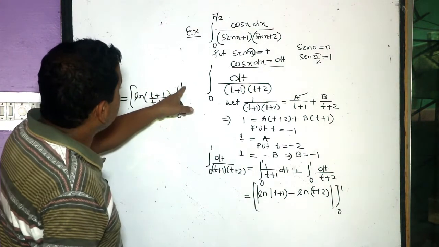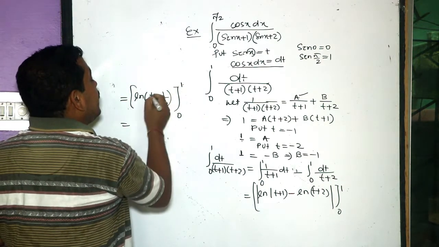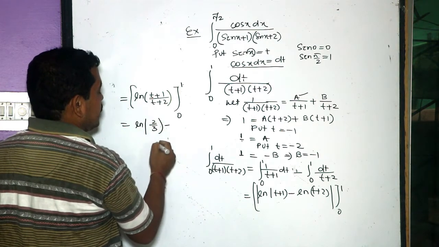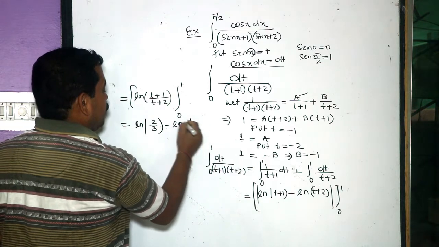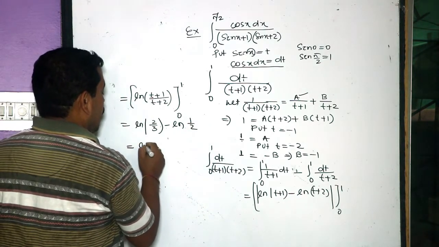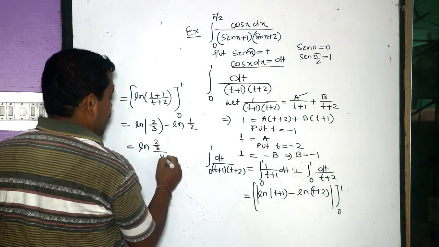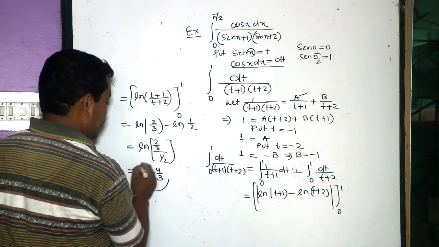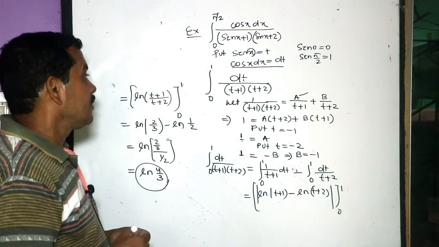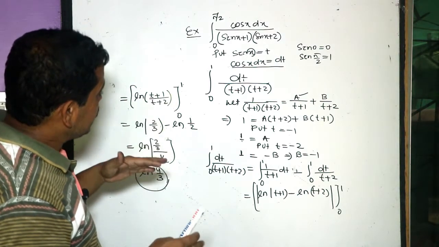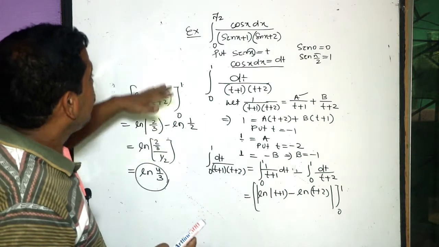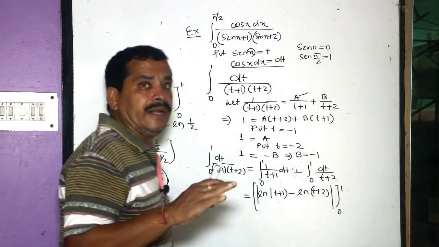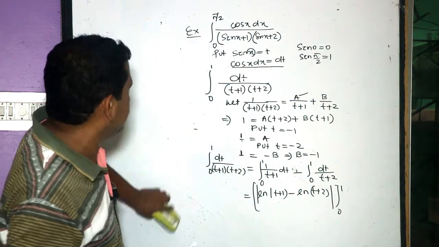Now put 1 in place of t: log 2 by 3 minus log 1 by 2, that is equal to log of (2 by 3) divided by (1 by 2), which equals log 4 by 3. That is the answer of this definite integration. So in this manner the integration process is the same, but you have to evaluate it in the process of definite integration by using the fundamental theorem of integral calculus.